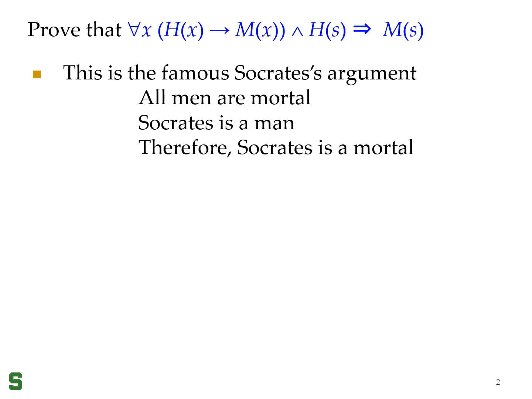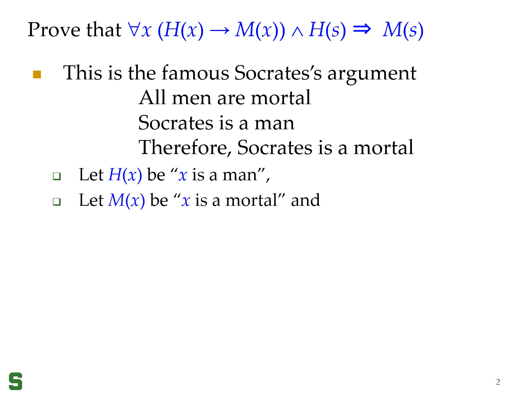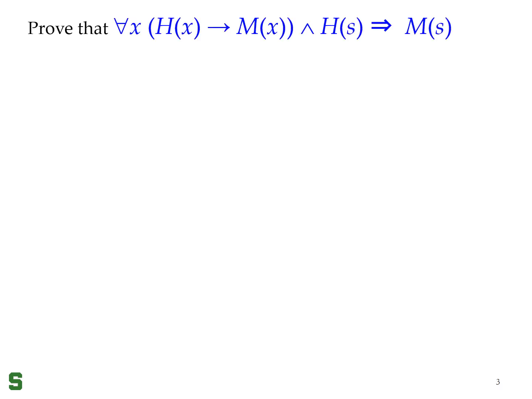So we have h of x is a man, m of x is mortal, s is Socrates. So the statements we have are, for all x, if x is a man, x is mortal, Socrates is a man, and our conclusion we want to prove is Socrates is mortal.